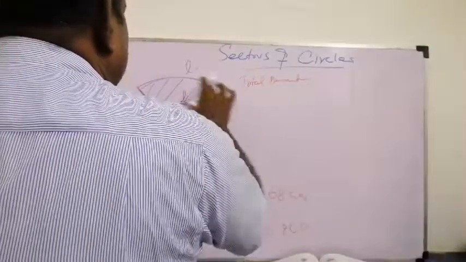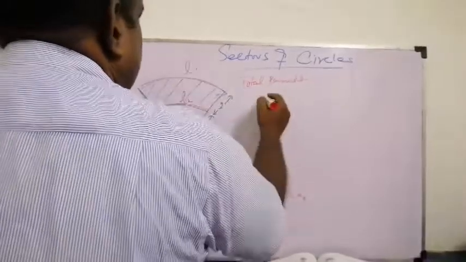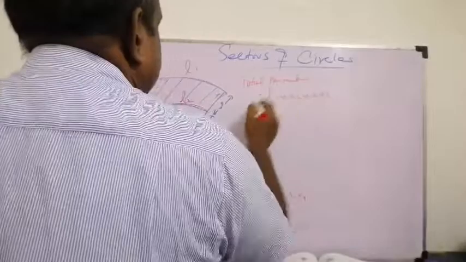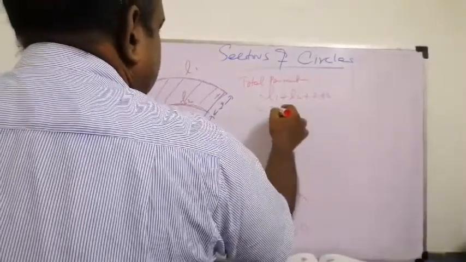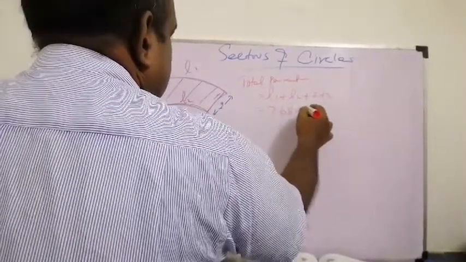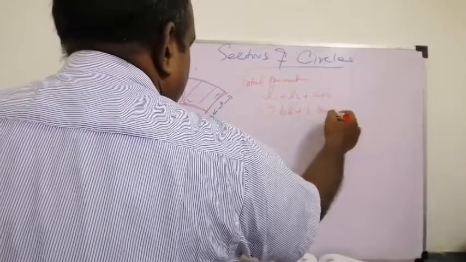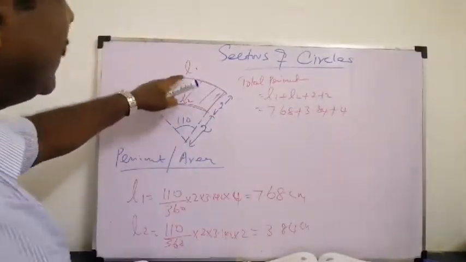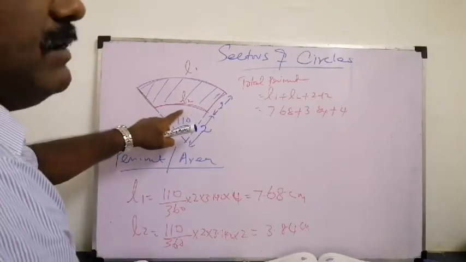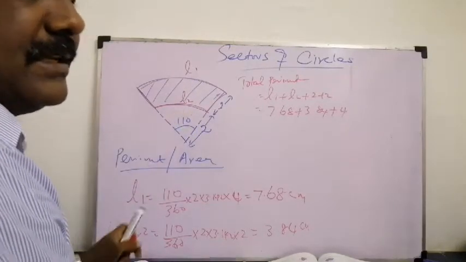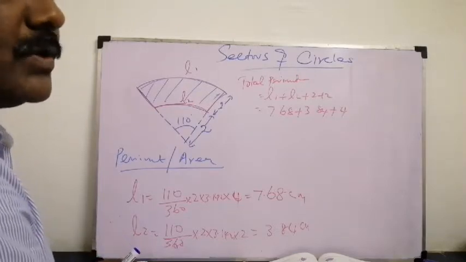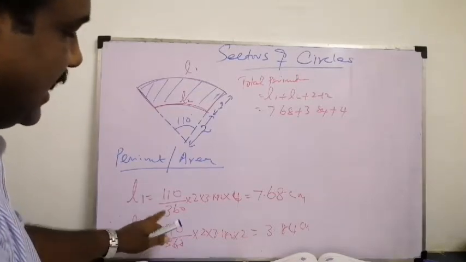So total perimeter. This is going to be 2, this is going to be 2, this we know. So L1 plus L2 plus 2 plus 2 is the total perimeter. L1 is 7.68, L2 is 3.84 plus 4. You can see this is half of this, so this is 7.68. Listen, you can divide by 2 and you can find. These are the tricks and techniques they will always apply in the questions. They don't ask you to calculate each and everything, so that's what I just want to show you.